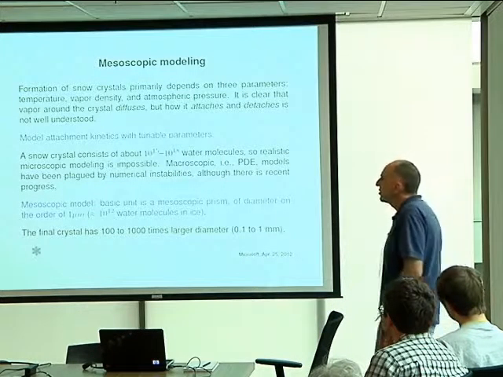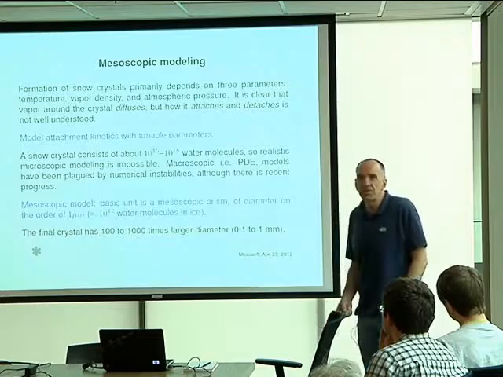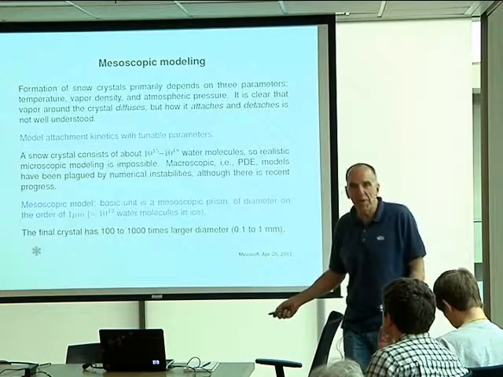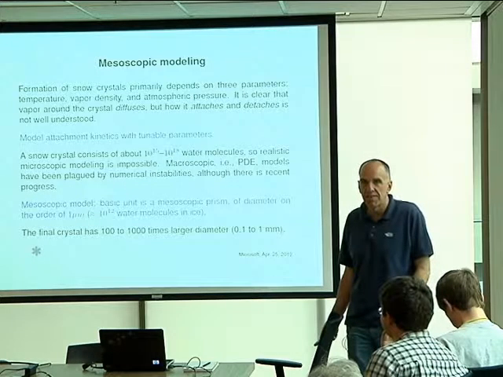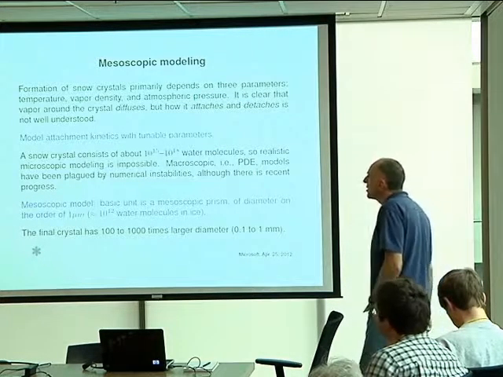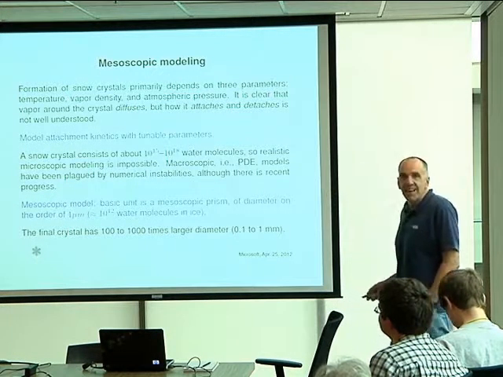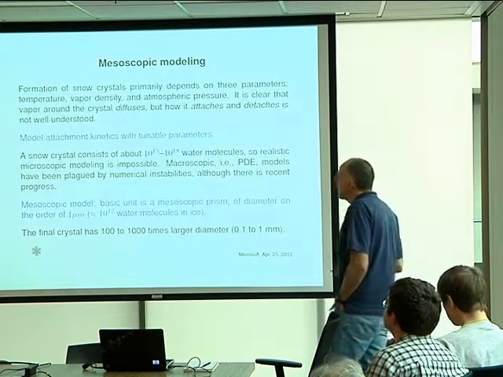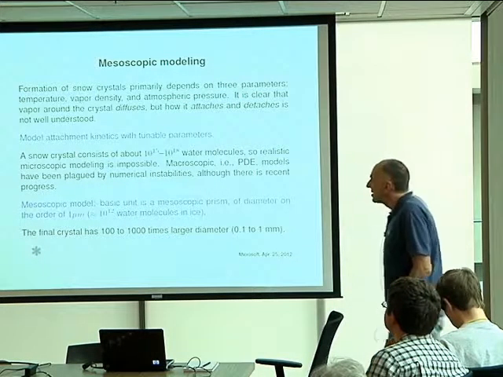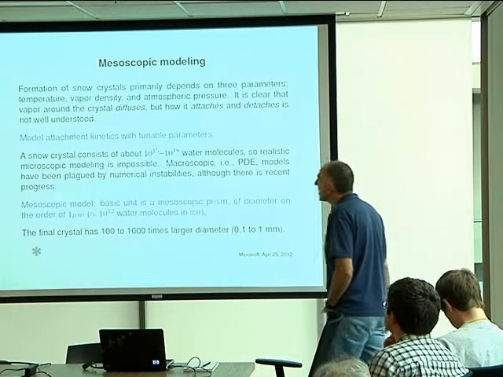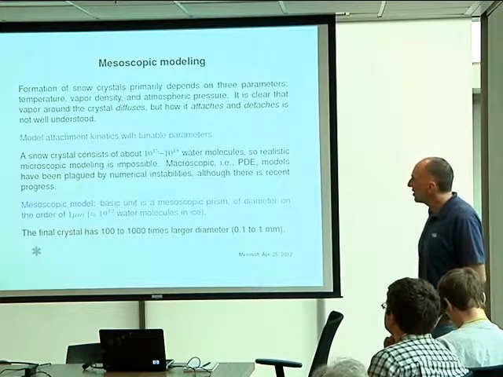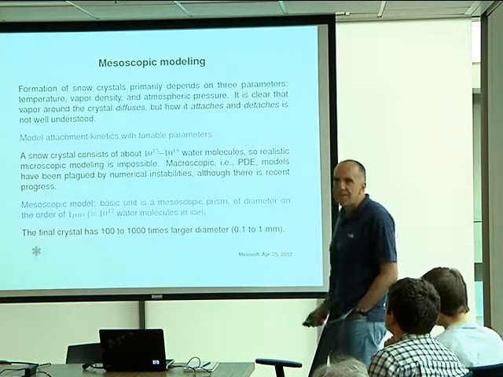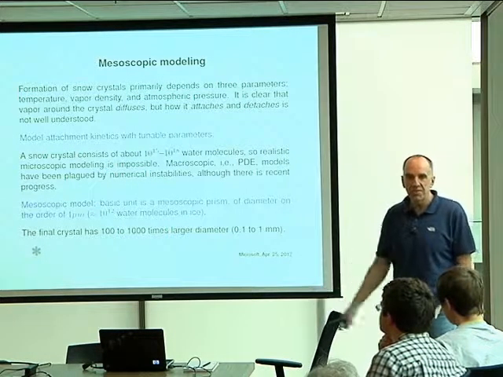So this is what you do when you don't understand something. You just introduce a few parameters and you vary them until you see what you wanted to see, right? So tunable parameters. That's idea number one. Idea number two is, well, you have 10 to the 15 to 10 to the 18 water molecules in a snowflake. And so in order to build the snowflakes one molecule at a time, you'll have to allow them to diffuse.